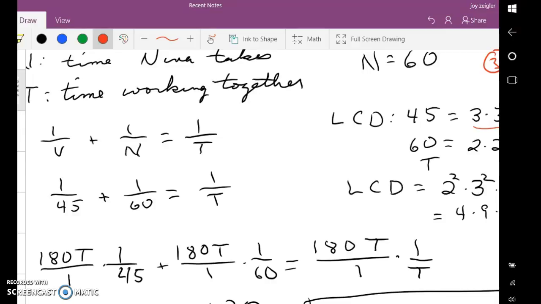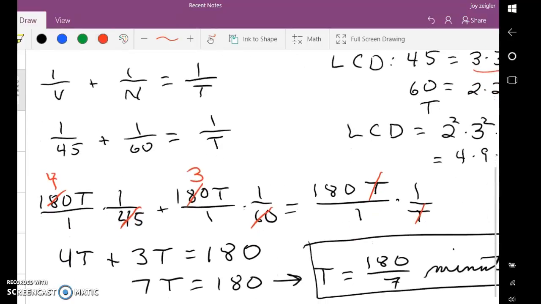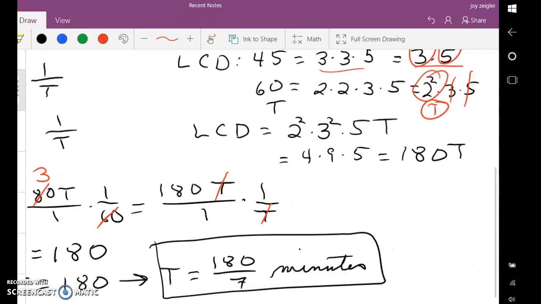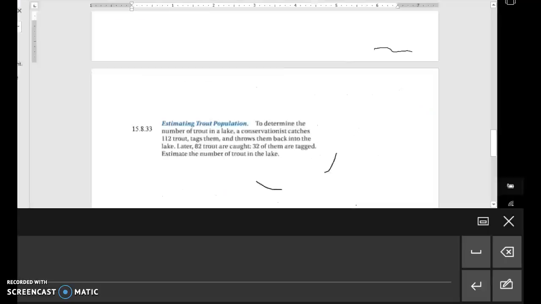And then we'll cancel. 45 goes into 180 4 times. 60 goes into 180 3 times. And t's cancel here. So that leaves us with 4t plus 3t equals 180. Very nice. It gets rid of all of our fractions. Adding the t's, we get 7t equals 180. So divide by 7 and t equals 180 over 7 minutes.